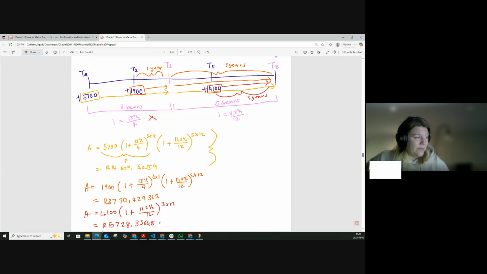5,728,35648. And then we are going to take all of these values and we are going to add them up, and we get a balance after 8 years of 24,108,19.